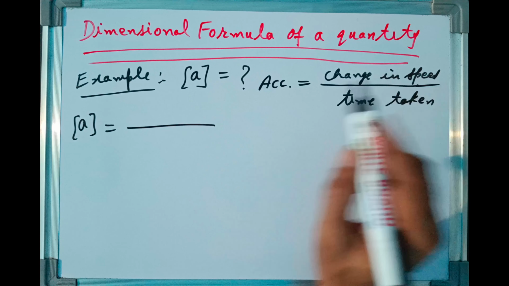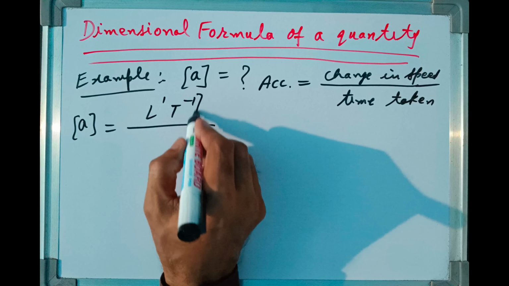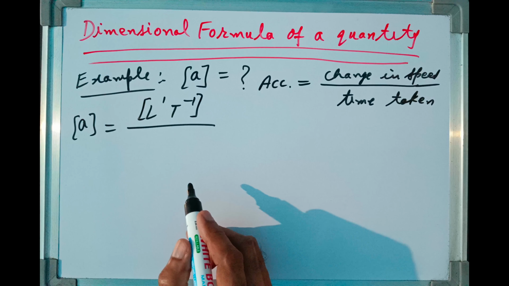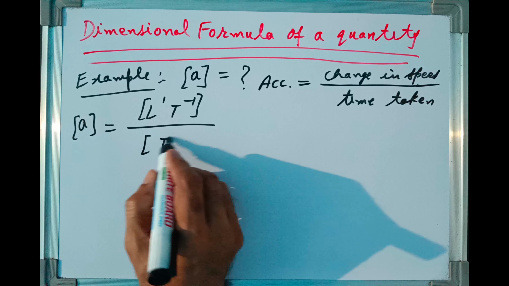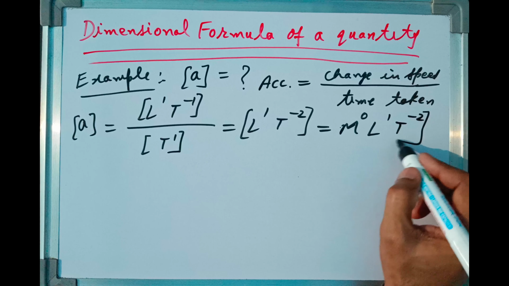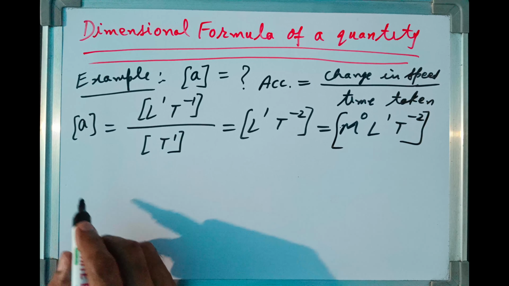In the numerator, we have speed, so we shall write dimensional formula of speed L1 T minus 1, as I proved earlier. In the denominator, we have time T raised to power 1. After simplification, I can write L1 T minus 2 power. I can write it mass raised to power 0, length raised to power 1, time raised to power minus 2. This is nothing but dimensional formula of acceleration. One more example.